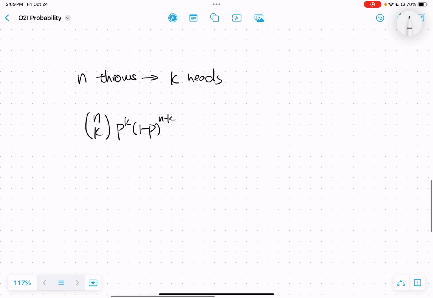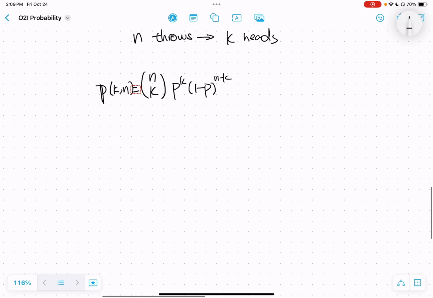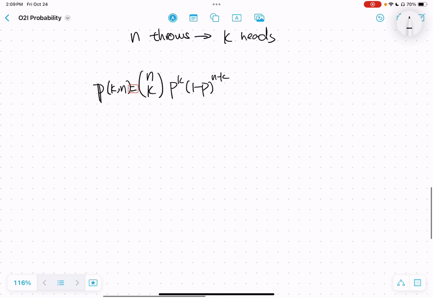Okay, so this is our probability of having k heads in n throws. This looks pretty similar to another thing. Let's bring it up. It's called the binomial theorem. Let's say (a plus b) to the power of n.